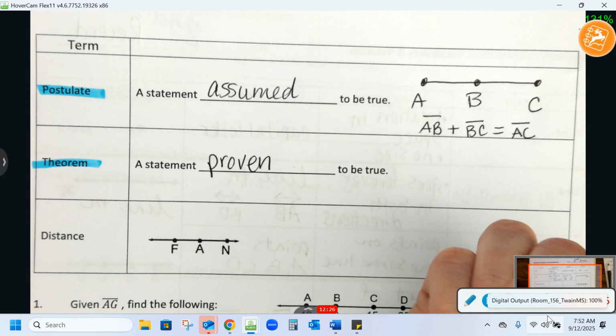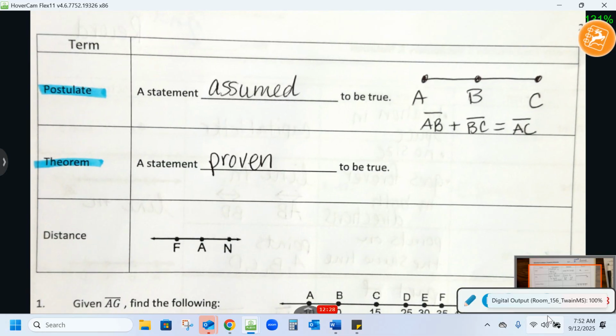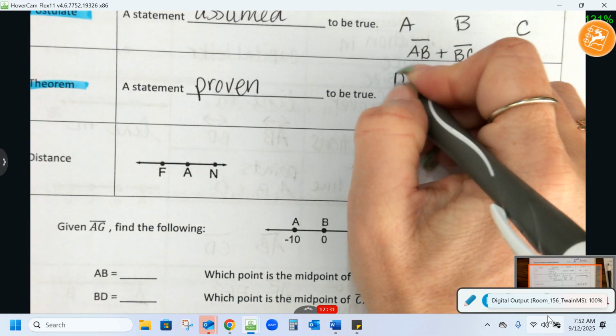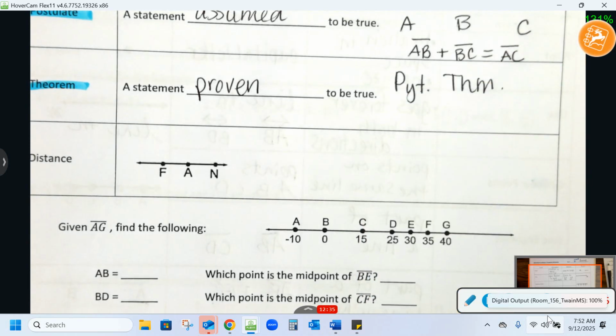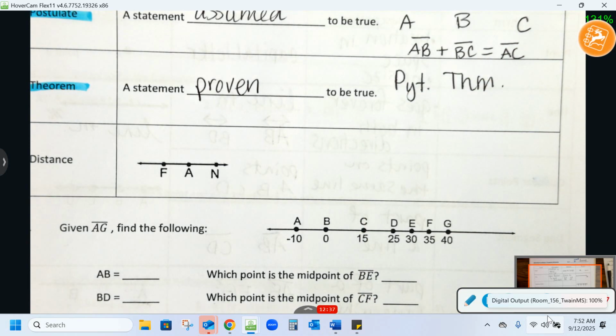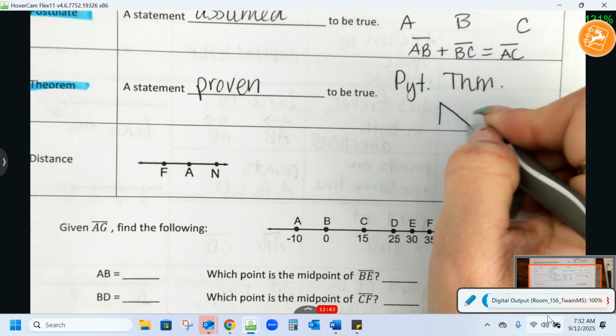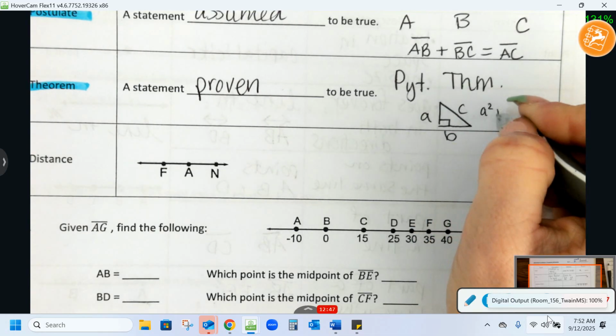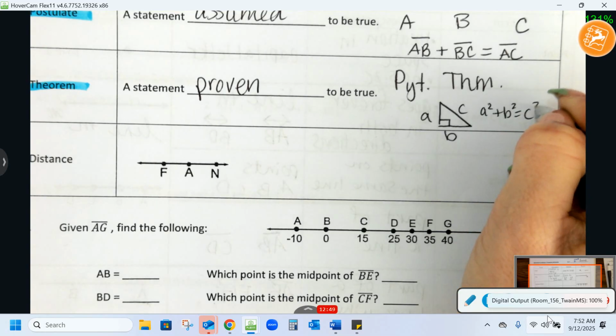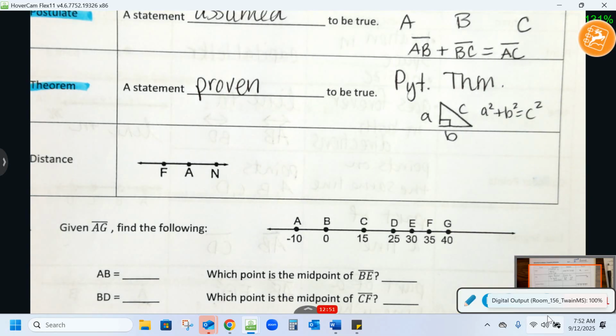And the most famous one that you guys know is called what? Right. I write Pythagorean like that and theorem like this. You can do whatever you want. If you want to spell it out, go ahead. Pythagorean theorem. A squared plus B squared equals C squared. We're going to use that in a little bit.